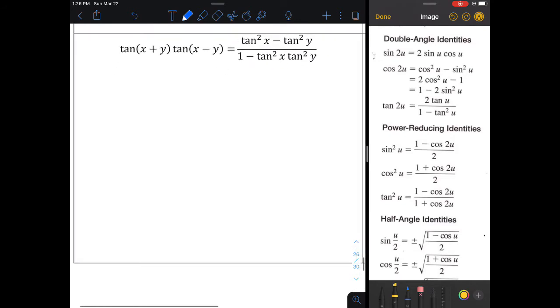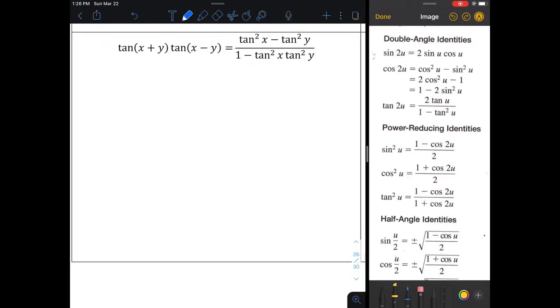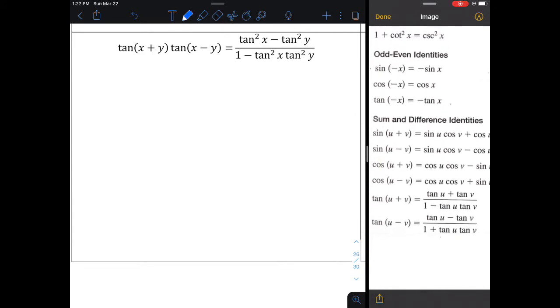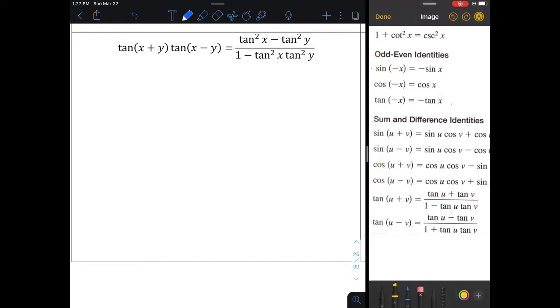All right, next one here. Tangent of x plus y times tangent of x minus y is going to make that right-hand side. Well, let's refer to our angle sum and difference identities that we have for tangent. And so we're going to use these identities here, and you see the identities here on the right-hand side. So there's my angle sum for tangent. Here's my angle difference for tangent. I'm going to put those in.